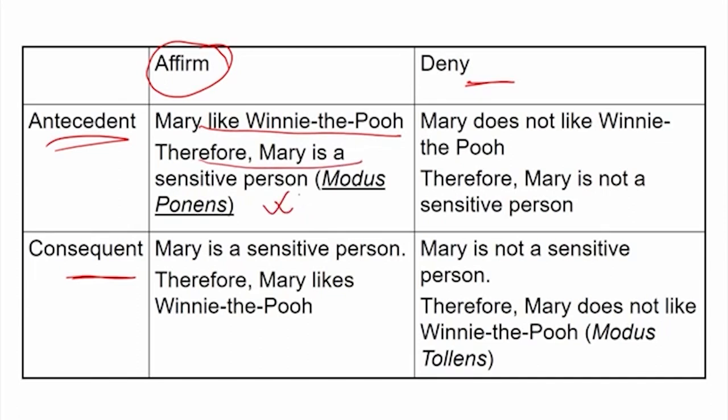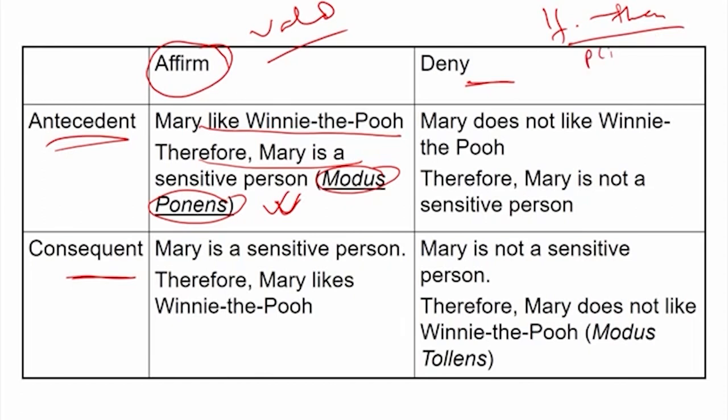Right, and so this is correct, this is valid. In terms of logic rules, this is called modus ponens. Basically, affirming the antecedent always gives a valid statement. So, if I have an if-then reasoning, and my premise validates or affirms the antecedent, it will always be true.